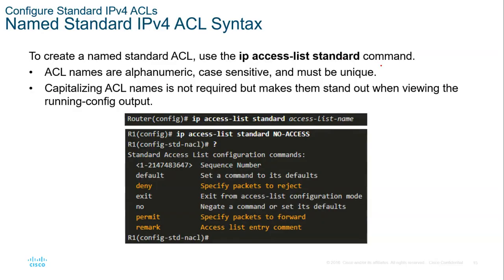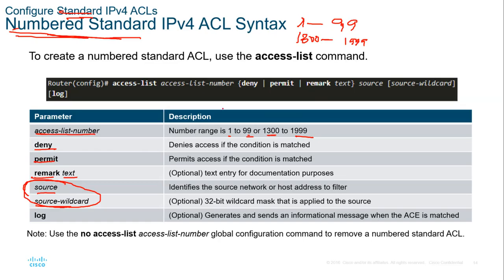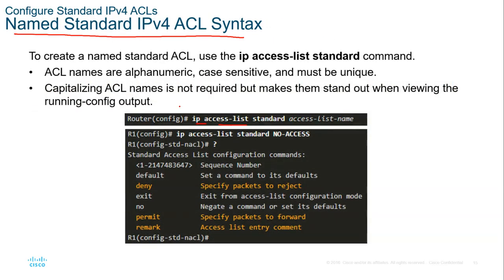Then to create a named standard list, the other one was numbered. For named, we don't need the IDs. So here the statement is ip access-list. The other one was access-list, and then you put the number. Access-list, then access-list number. Here it is ip, then access-list.